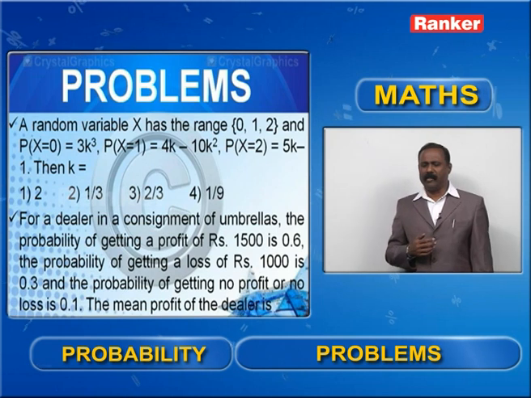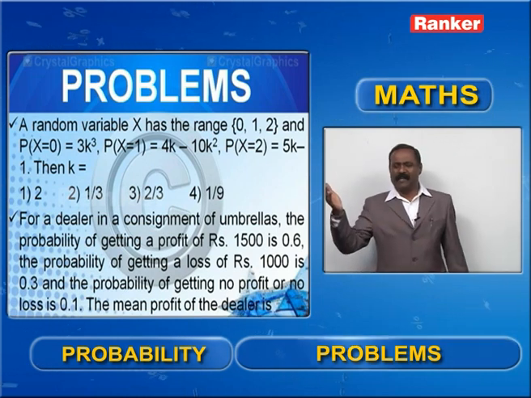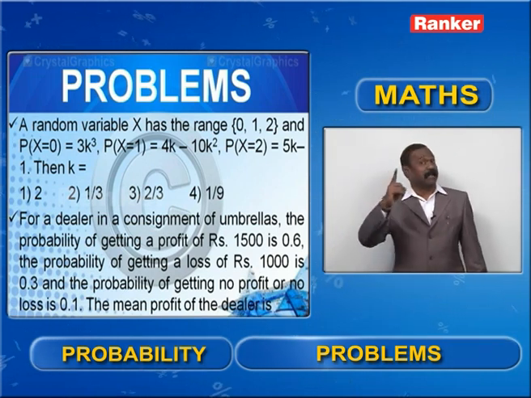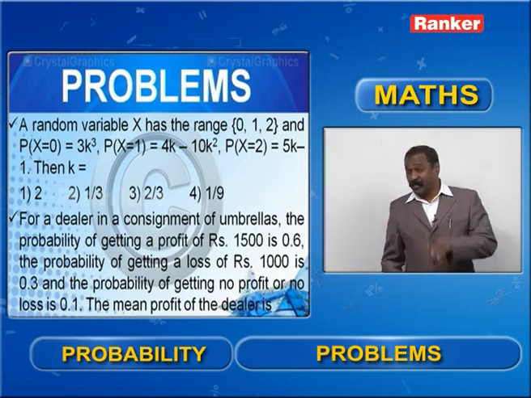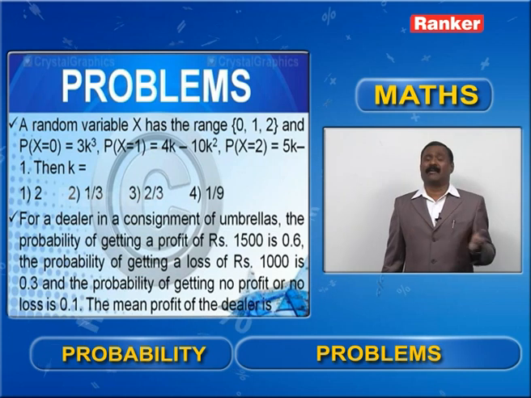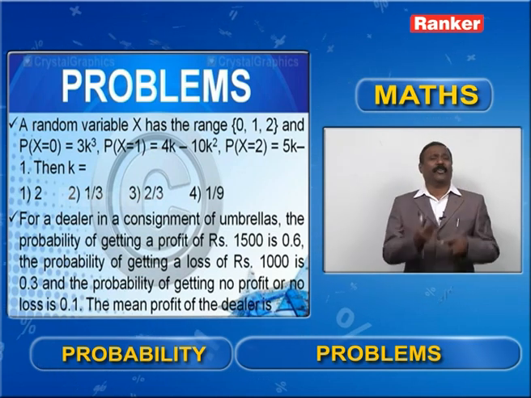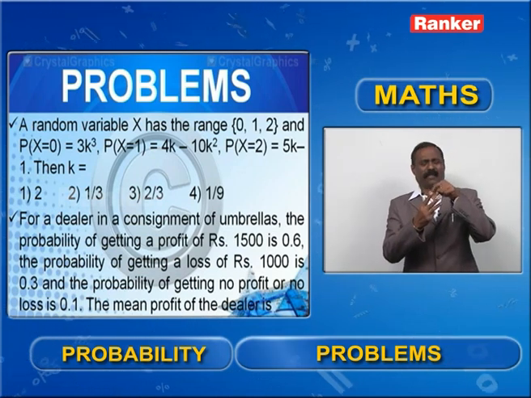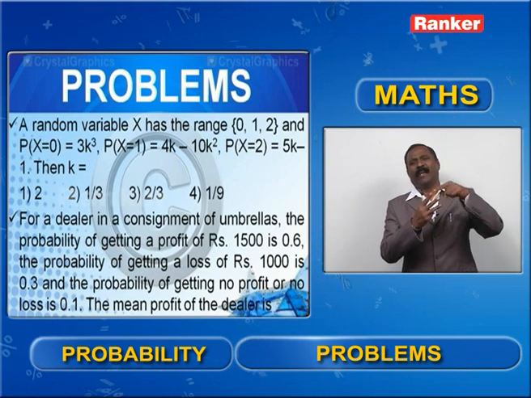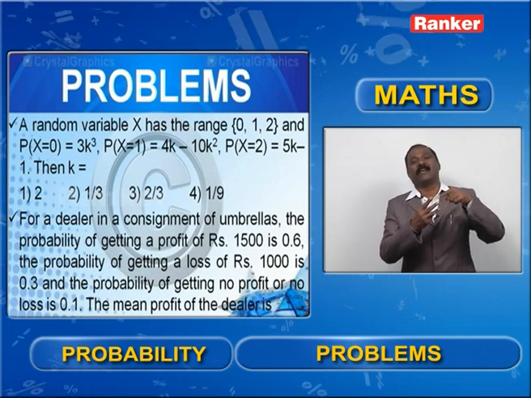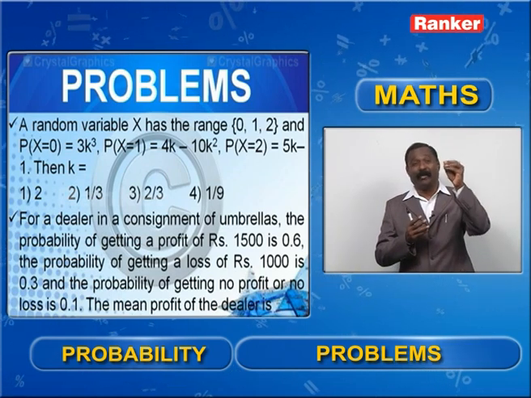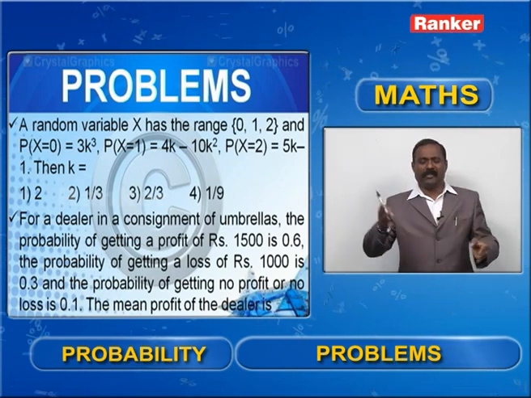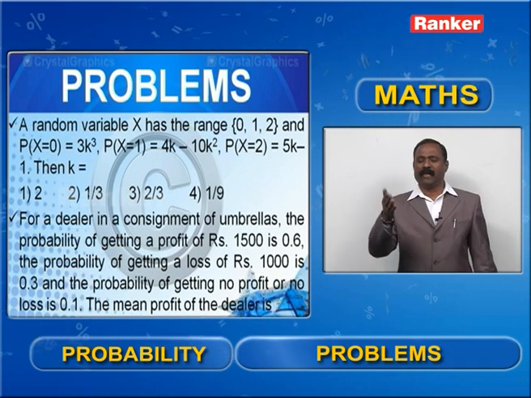So what will it be? 3k cube plus 4k minus 10k square plus 5k minus 1 is equal to 1. Simplify that. You'll be getting a cubic equation. To solve the cubic equation and get the values of k, you'll be getting 3 values for k, but all the 3 values of k will not satisfy the definition of probability. That is why you have to choose a suitable value for k, and the options you can note down are 2, 1 by 3, 2 by 3, 1 by 9.